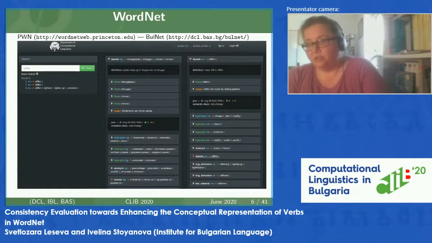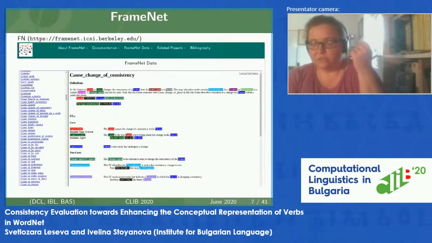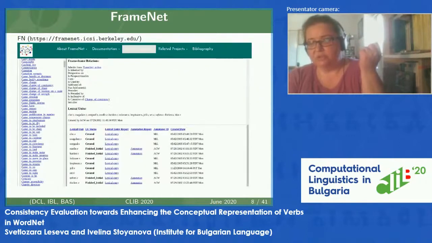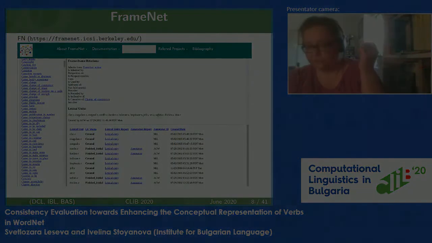So just to say that we are using both Princeton WordNet and the Bulgarian WordNet, BulNet, which you can find following these links. We also use this visualization of BulNet aligned with Princeton WordNet. And we also use FrameNet. From the description of the frames in FrameNet, what we use is the definition of the frame, the core frame elements, as I mentioned. We also use frame-to-frame relations. And as lexical information, we use the lexical units that are listed in each of the frames.